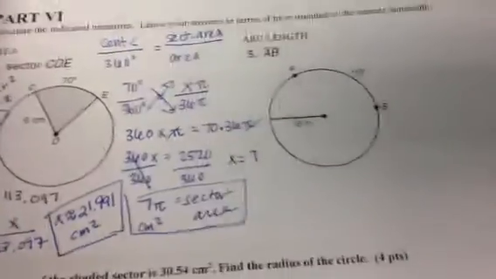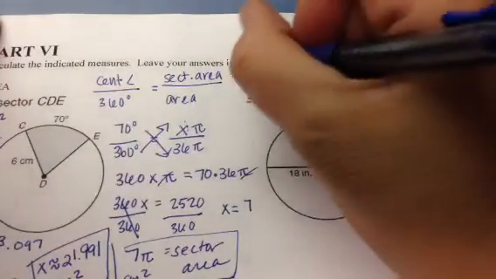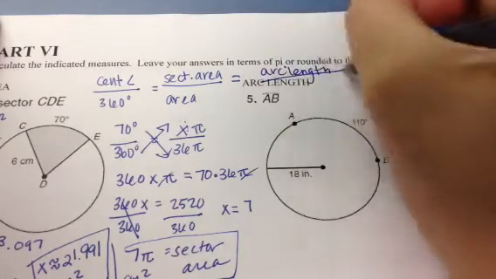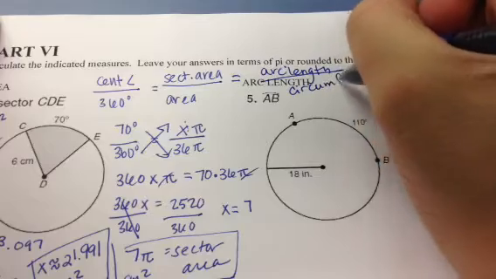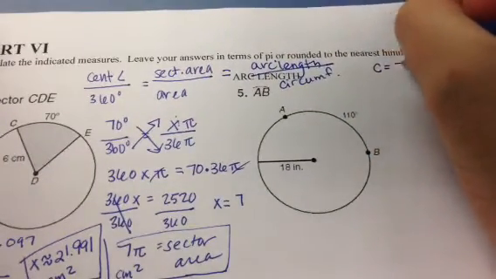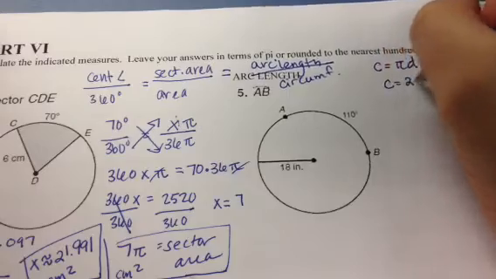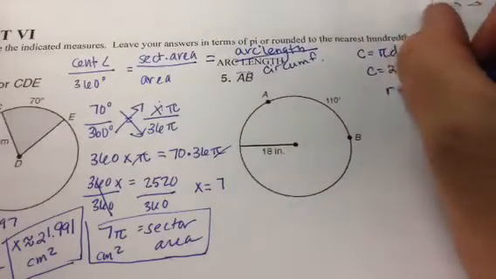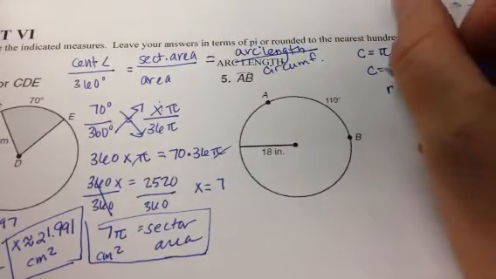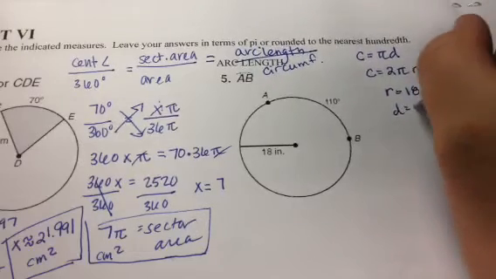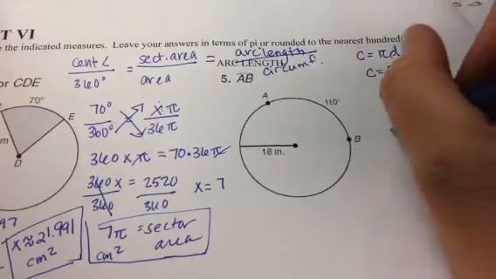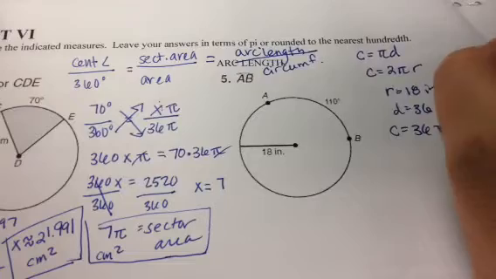Okay. Moving on, the next question is about arc length. We're going to use the same proportion, but now we're going to use the part where we're comparing arc length to the circumference. And we know we can find circumference with either pi times diameter or 2 times pi times the radius. So if I look at the circle, my radius is 18 inches. So if I double that, my diameter is 36 inches. So my circumference, if I leave that in terms of pi, is 36 pi inches.